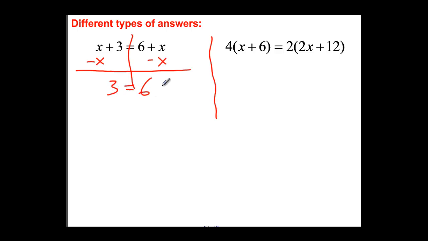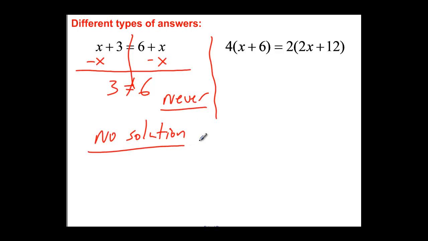And you're looking at this, well, where do the x's go? And 3 doesn't equal 6. So you have to ask, does this ever happen? And we would say never. So that means that there's no solution. There's no answer that we could put in this equation that would make it solve. It's just a false equation. So if you get a statement where the variables drop out and the statement's false, never happens, no solution.